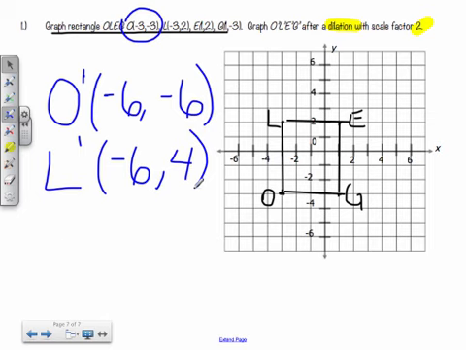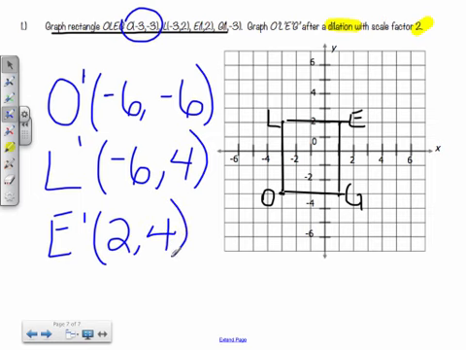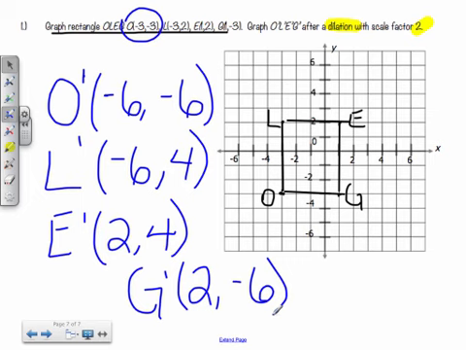Okay, so E prime would be 2, 4, because I'm just going to multiply each one of these numbers by 2, and then G prime would become 2, -6. All right, all I have to do now is graph out my new rectangle. So I'm going to graph out O prime. I'm going to put it right here at -6, -6. L prime is at -6, 4. E prime is at 2, 4. And G prime is at 2, -6.